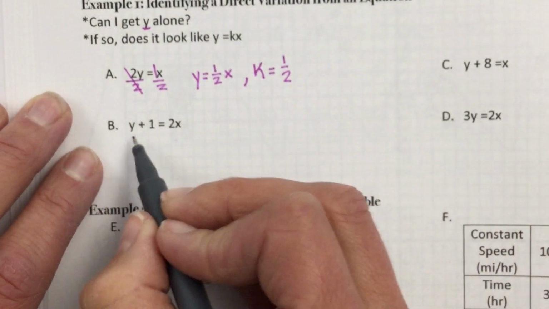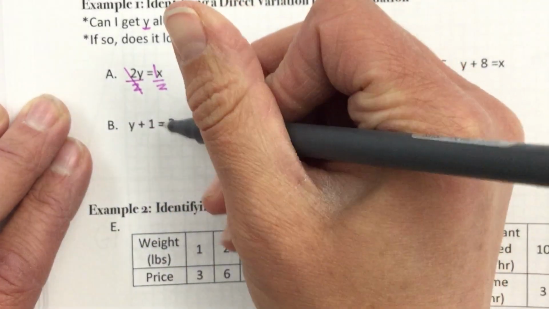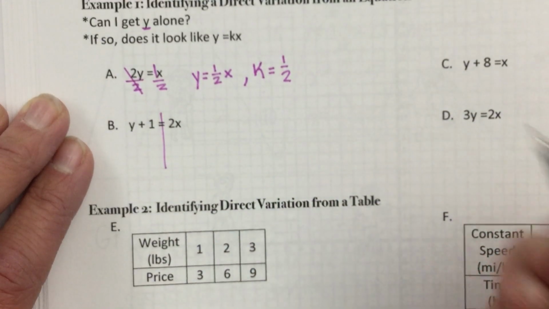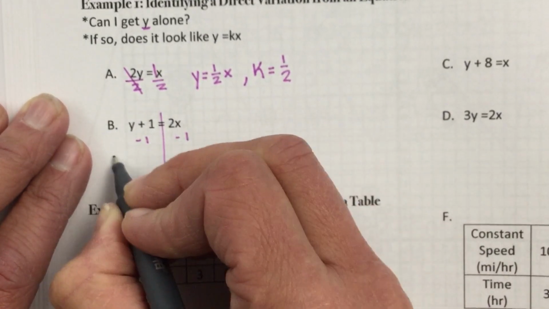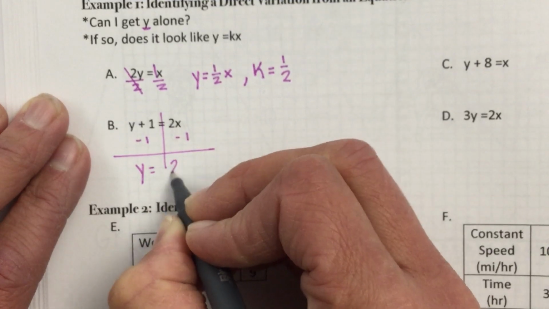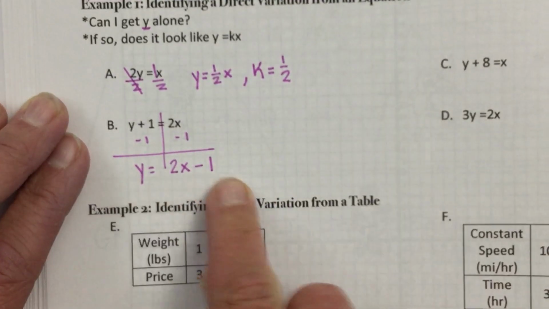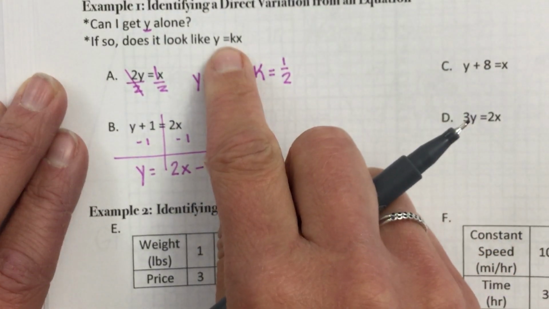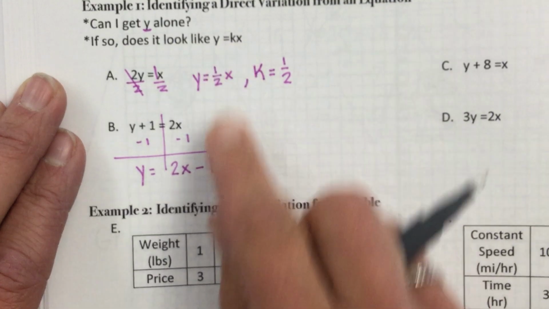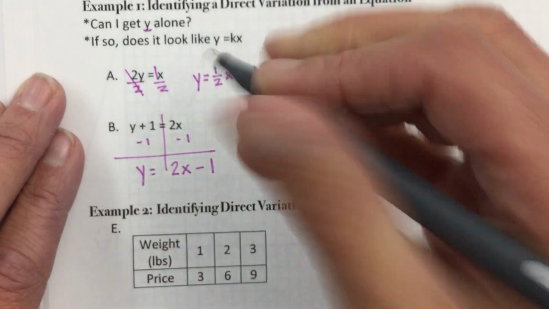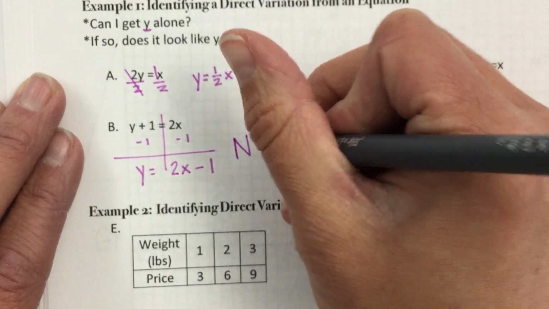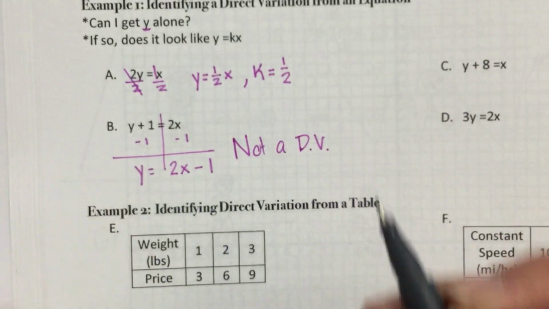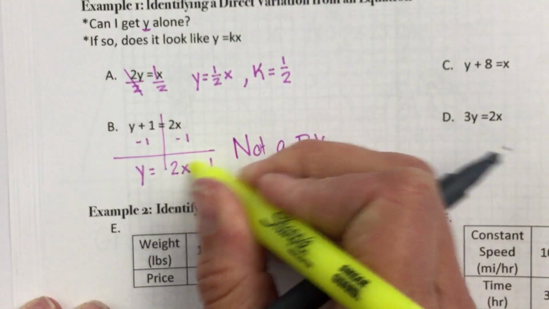Okay, with b, can you get the y alone? So how would you move that 1 to the other side? It's being added. How do you undo addition? Subtract. So you're going to subtract 1 from each side. Y equals 2x minus 1. Now this is a perfect slope-intercept form equation, but does this look like y equals kx? No, because it has this added minus 1. So this is not a direct variation. And I'm just going to call it dv. And the reason it is not one, because of the minus 1.